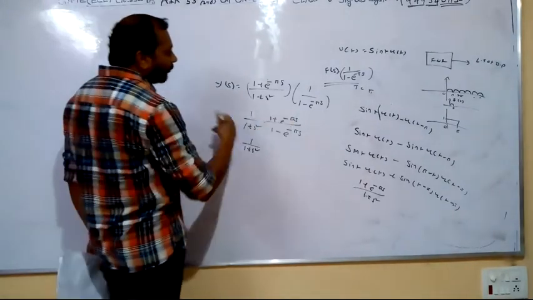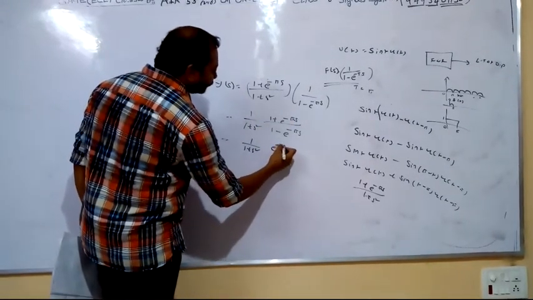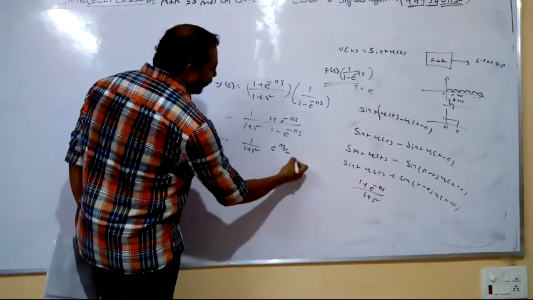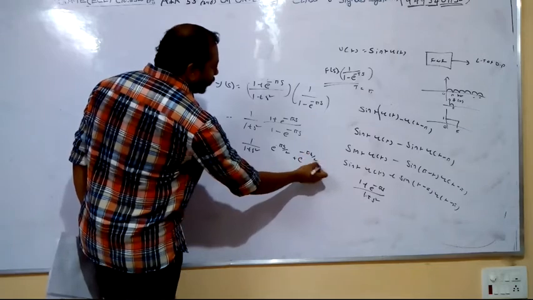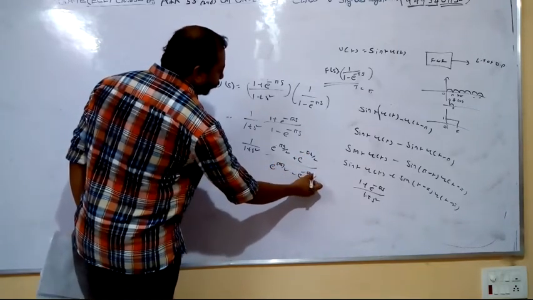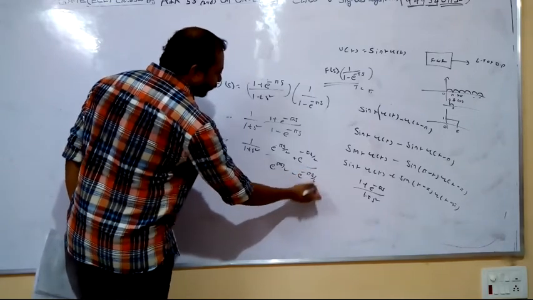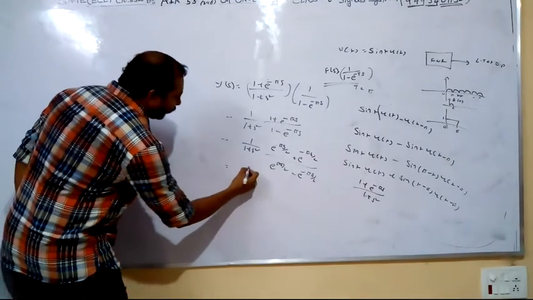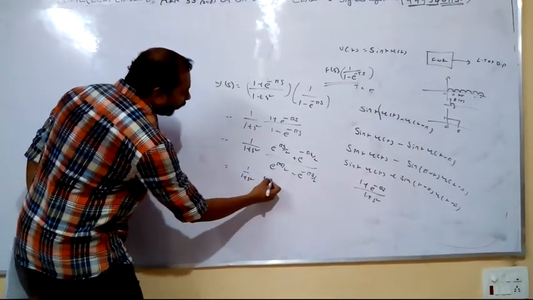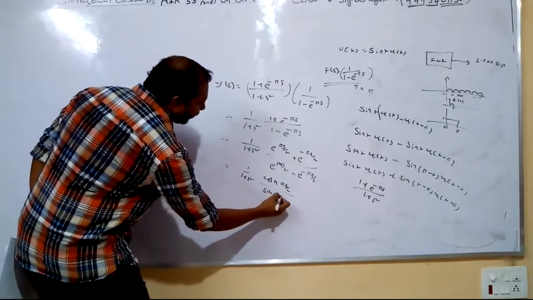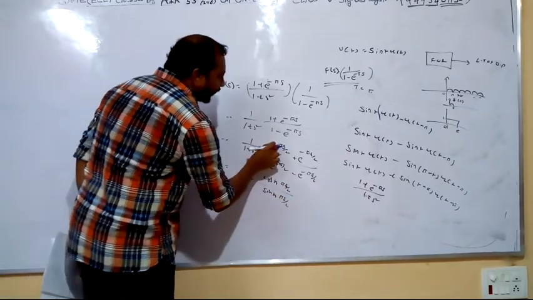This value is equal to 1 by 1 plus s square into, by taking half of this part as common, you will have e to the power minus pi s by 2 times e to the power pi s by 2 plus e to the power minus pi s by 2, divided by e to the power pi s by 2 minus e to the power minus pi s by 2. Many questions we have done in this way also. Half of this part is taken outside. So this will become 1 by 1 plus s square into cosh pi s by 2 divided by sinh pi s by 2.